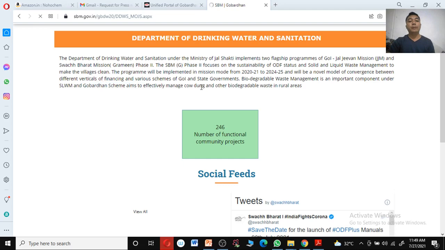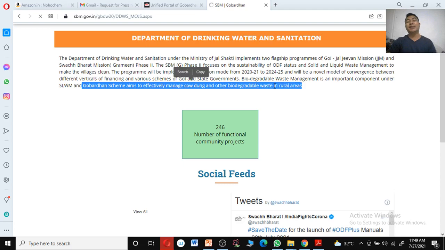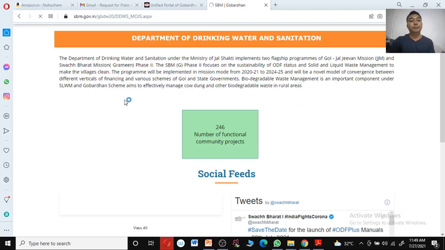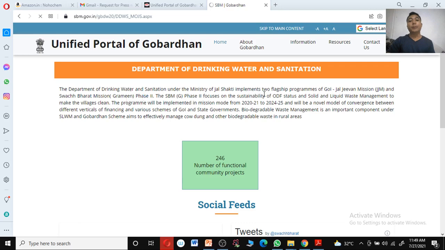Biodegradable waste management is an important component under solid and liquid waste management, and the Gobardhan scheme aims at effective management of cow dung and other biodegradable waste in rural areas. This scheme aims to manage the cow dung and other biodegradable waste generated in your kitchen, institutions, or in the market, and convert it into useful biogas to generate economic income and increase livelihood benefits in rural areas. So these are some of the schemes implemented by the Ministry of Drinking Water and Sanitation.